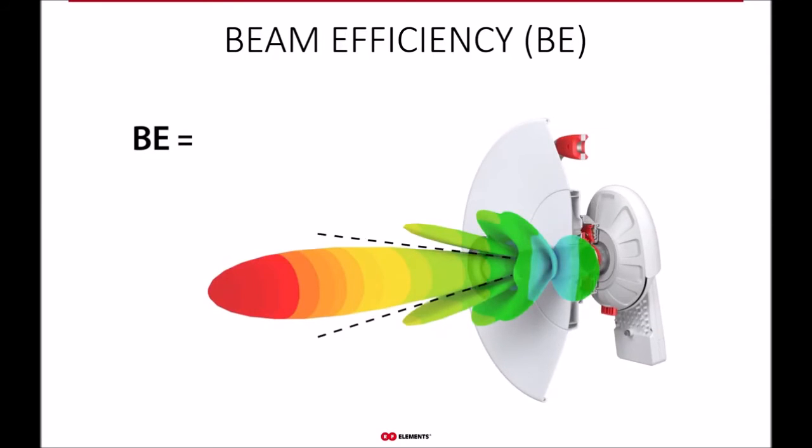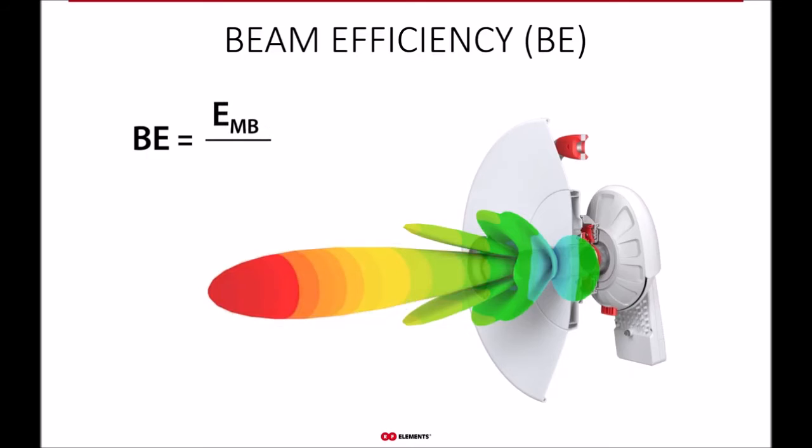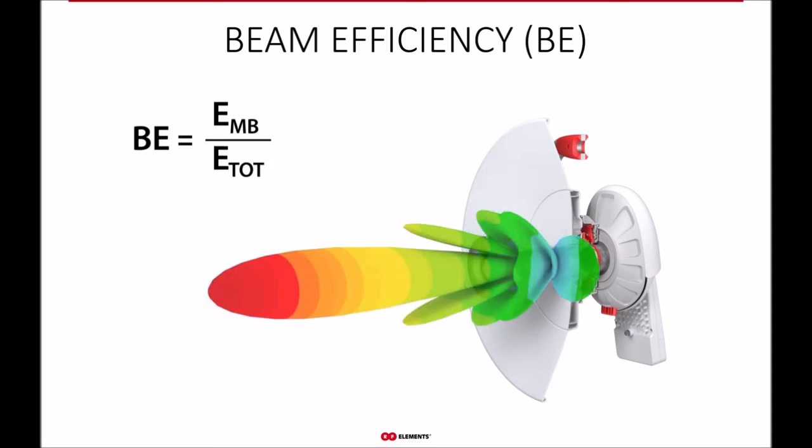Beam efficiency is the ratio of the energy contained in the main lobe to the total energy an antenna radiates. It tells us what part of the radiated energy is going into the main lobe. So the higher the beam efficiency is, the more energy is in the main lobe, or in other words, where we want it to be, and less everywhere else or in side lobes.